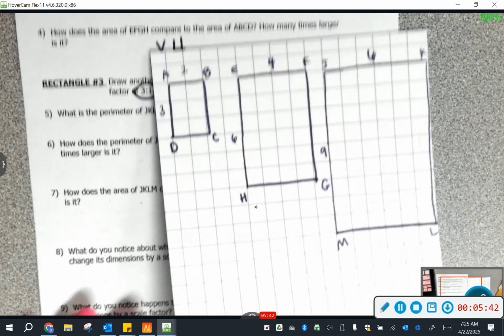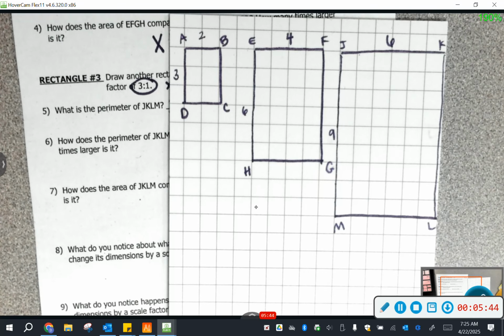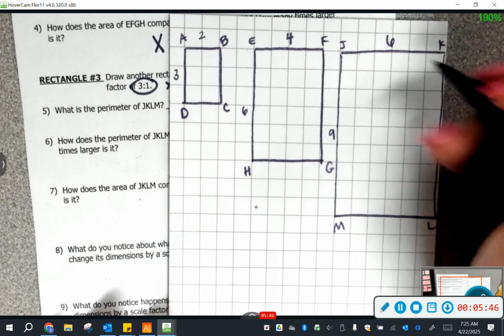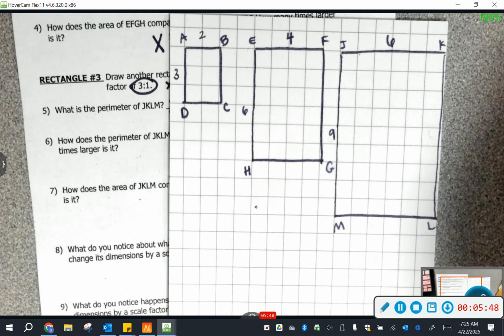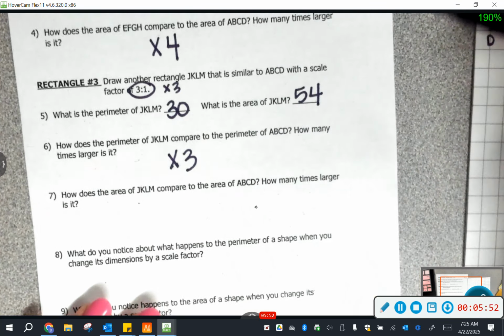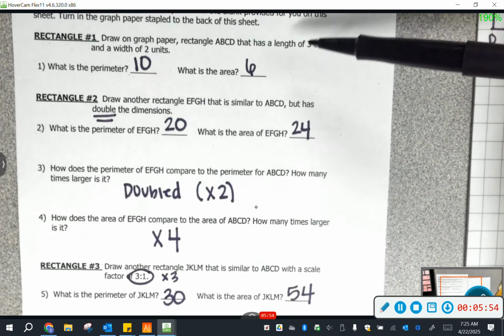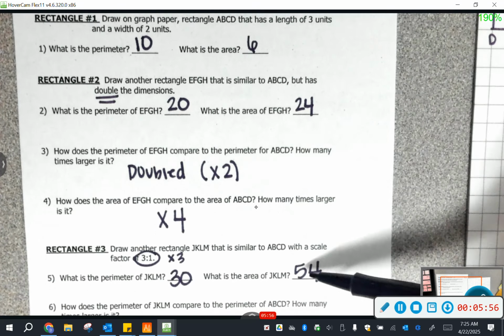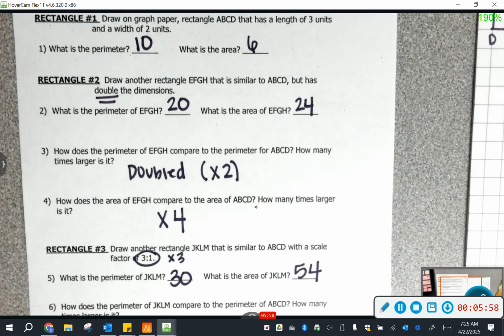How do I find the area here? 9 times 6 is 54. How do the areas compare here if it was 6 and now it's 54? Plus 30? I don't want you to do any plus, multiply. It's times what? 9. Times 9.